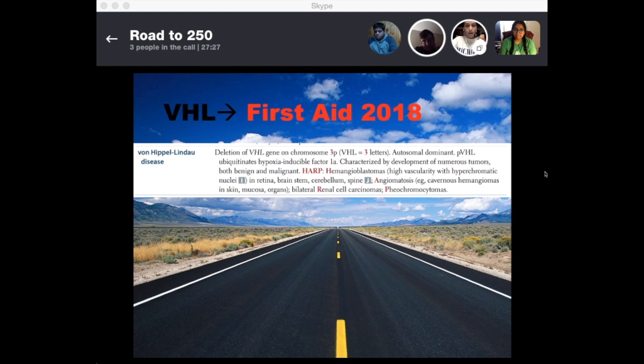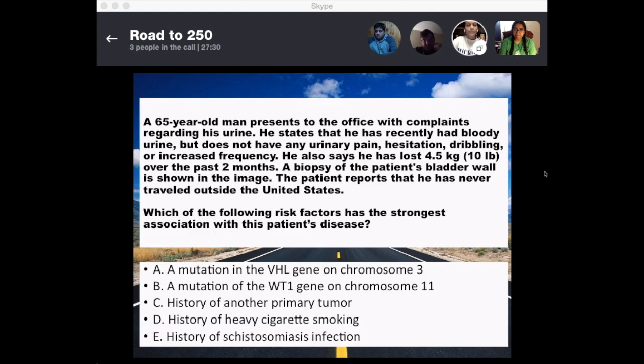Okay, so I have questions for you guys. The first one is, a 65-year-old man presents to the office with complaints regarding his urine. He states that he has recently had bloody urine but does not have any urinary pain, hesitation, dribbling, or increased frequency. He also says he has lost 4.5 kg, or 10 pounds, over the past 2 months. A biopsy of the patient's bladder wall is shown in the image. Oh, sorry, I forgot to add the image. The patient reports that he has never traveled outside the United States. Which of the following risk factors has the strongest association with this patient's disease?